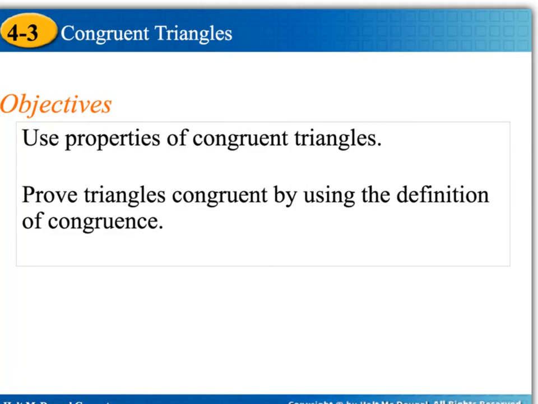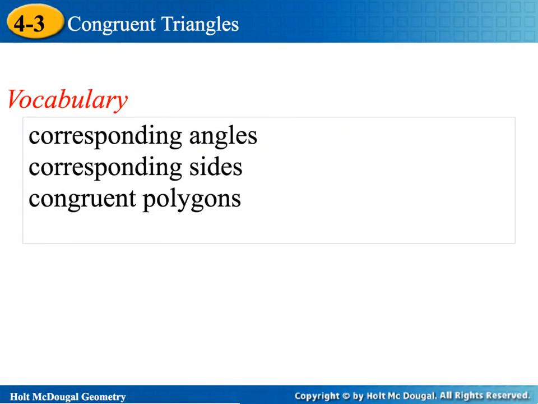Alright, section 3 is on congruent triangles. This is where we start to get to where the proofs of geometry come into play. Chapter 2 was just child's play proofs. These are the difficult ones where you have to prove two objects are congruent. So the objective is to use properties of congruent triangles and to prove triangles congruent by using the definition of congruence. Alright, there's your vocabulary.